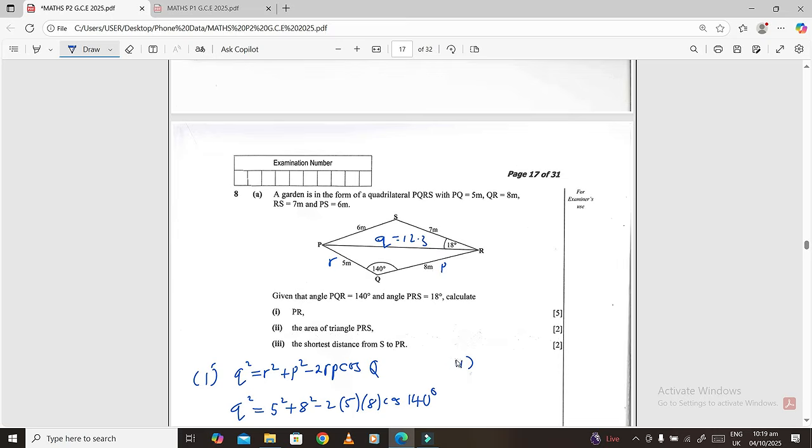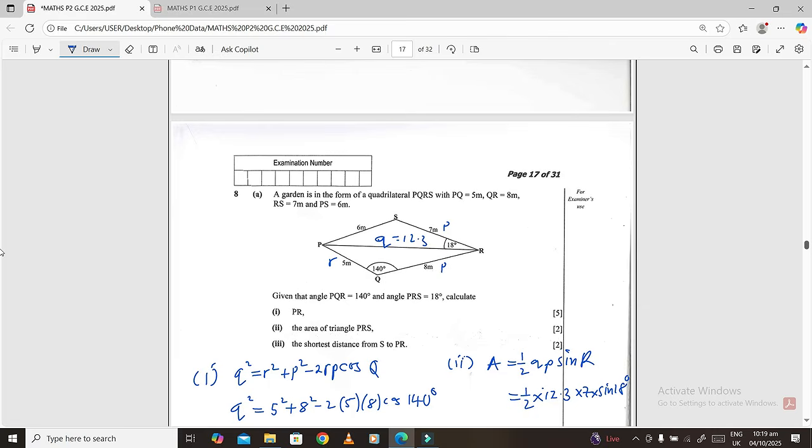For question 2, they want us to find the area. So area is equal to 1/2, because they're saying area PRS. We are using this angle. So get these two sides, which are q and this side here, which we'll call small letter p, times sine of capital letter R. So this will be 1/2 times 12.3 times 7 times sine 18 degrees.